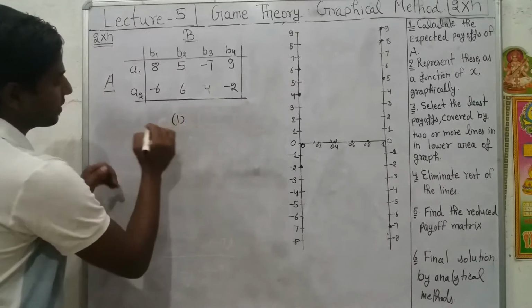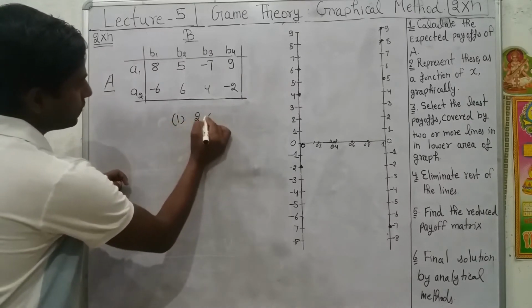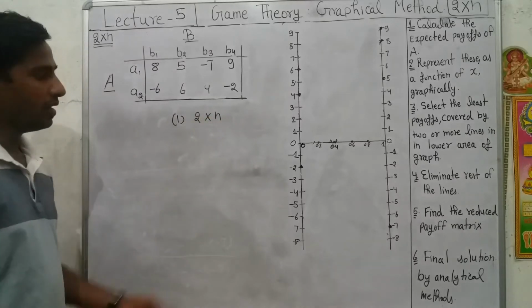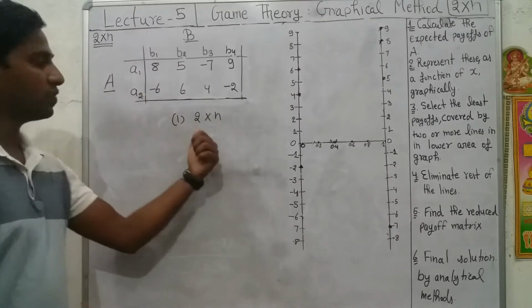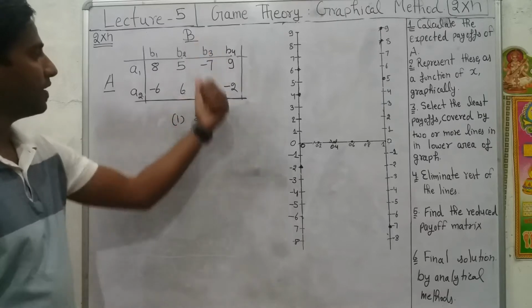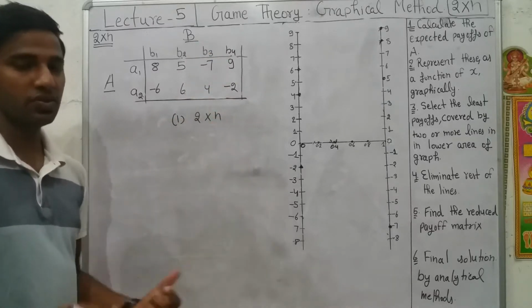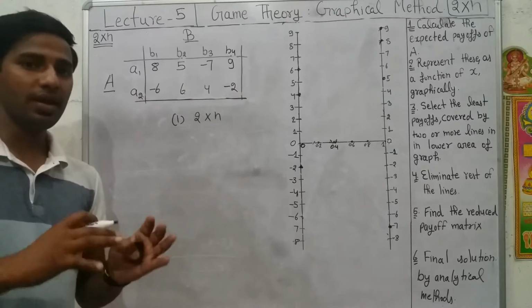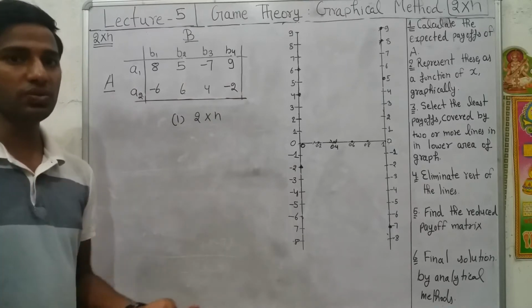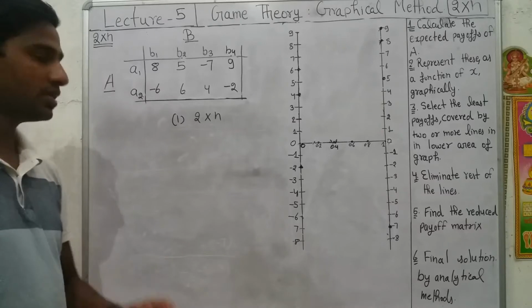First case can be of order 2 by n. It means player A has only two strategies and player B has more than two strategies, or n strategies. So the value of n can be any number greater than 2. It can be 3, 4, 5, 6 or 7.